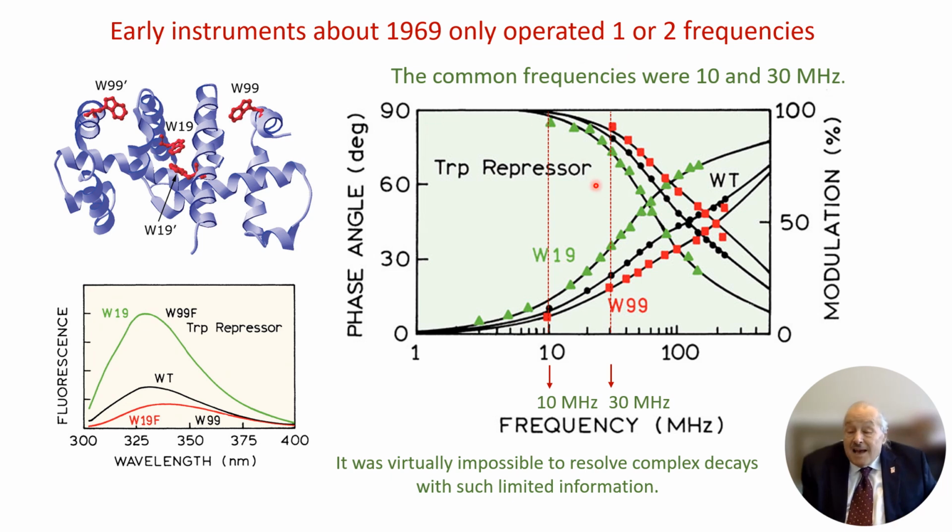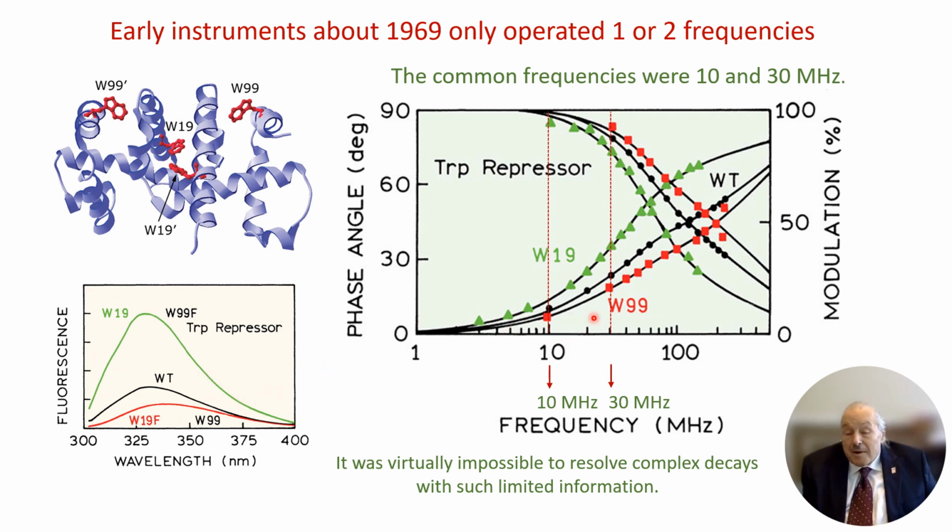So what did we have prior to 1970? Prior to 1970, the instruments operated really at two frequencies, typically 10 and 30 megahertz. So here we have a trp repressor that was mutated, but we're only going to look at the data for the wild type trp repressor.